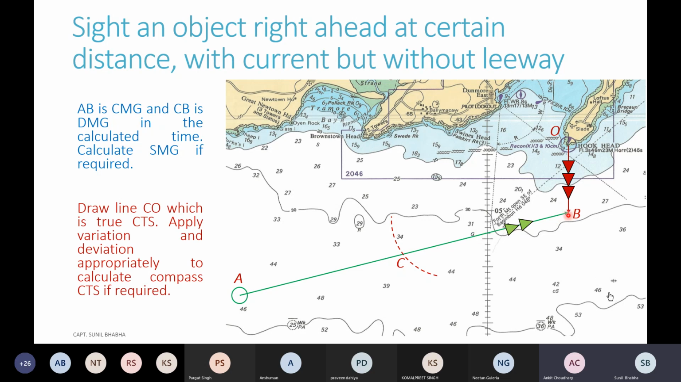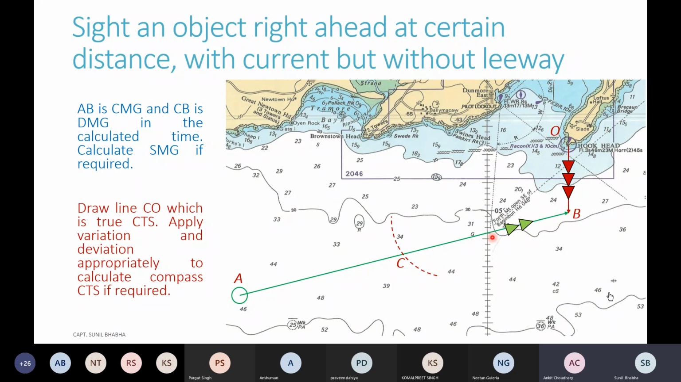If required, we can also find out our speed made good. Once you have the Charlie Bravo distance made good, you have the time also in which this distance has been made good. So we can calculate the speed made good of the ship while moving on this track if it is required. Now, how is this Charlie Bravo the distance made good in this particular time?